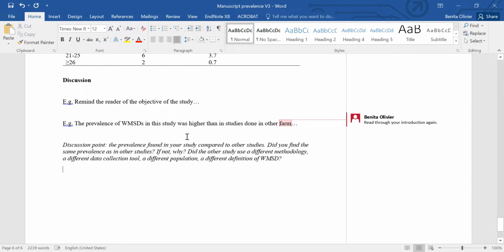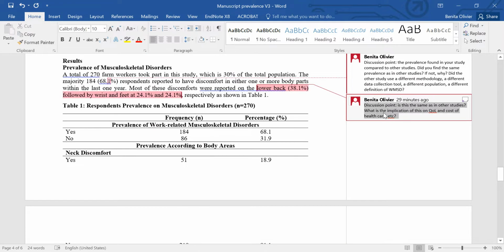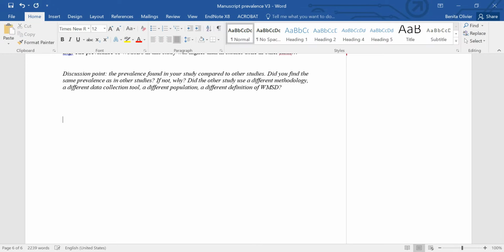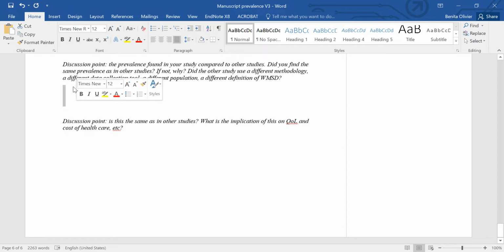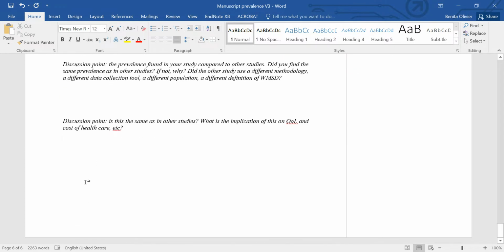But then, once you've copied all your various comments on the side into your discussion, you have created a structure, almost like temporary subheadings. And then it becomes much easier to go on and just fill the discussion in, fill in the gaps. Put a paragraph here where you discuss the prevalence. Put a paragraph here where you discuss the implications, quality of life, of the fact that low back pain was such a high prevalence. And then just move through the entire discussion.